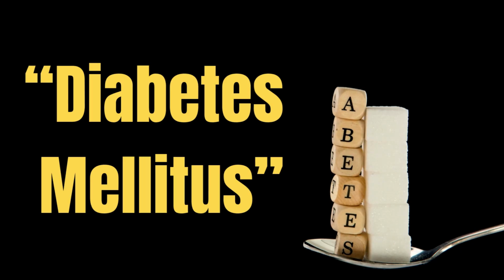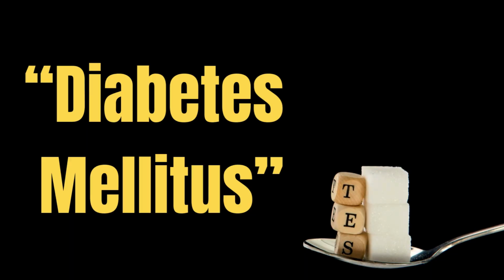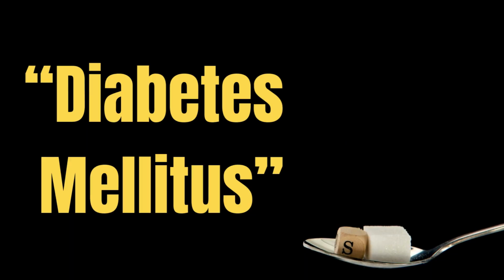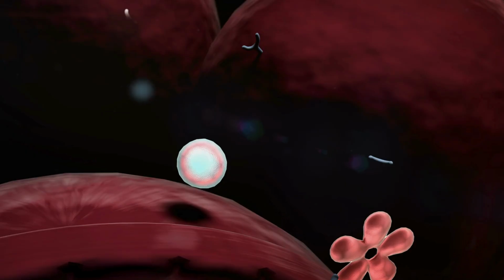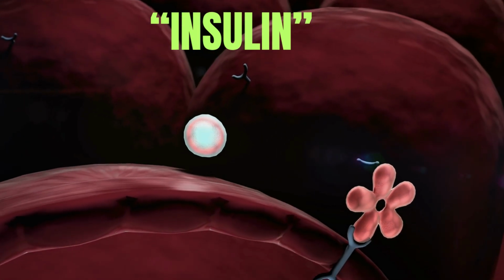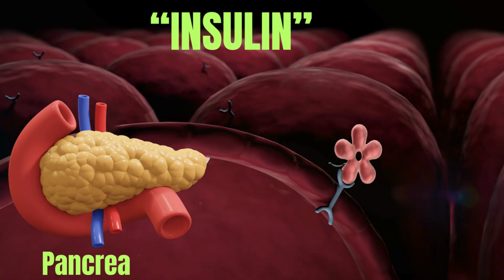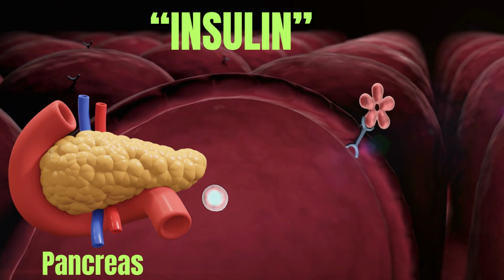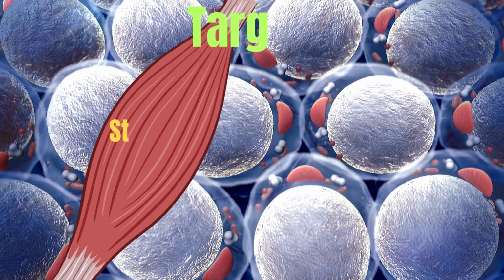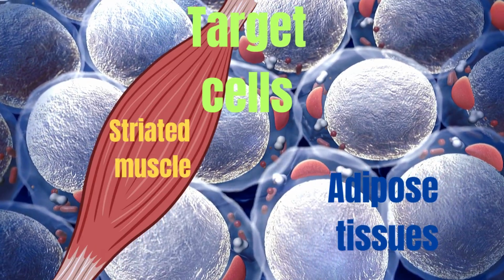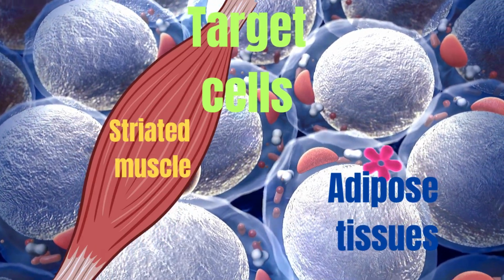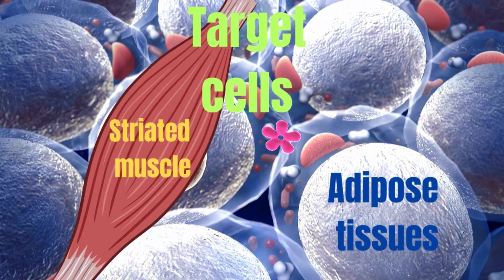So what leads to increased blood glucose level? Let's see the whole mechanism involved. This happens due to a problem in a hormone called insulin. Insulin is a hormone produced by beta cells of the pancreas. The blood carries the insulin to target cells to produce its actions. The insulin acts on target cells, which are striated muscles and adipose tissues.